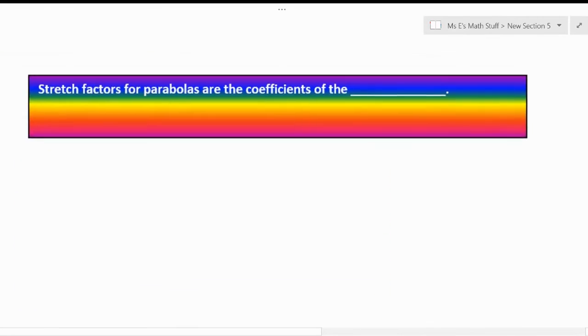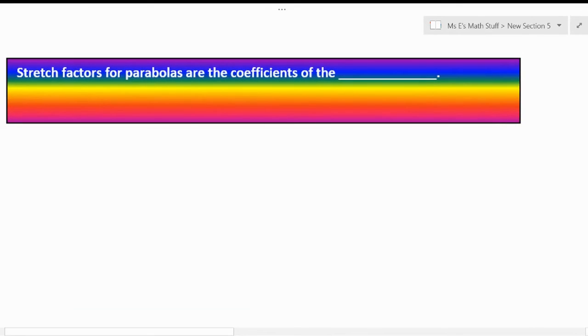Okay, now a big deal here is, before we go on to the next example, let's complete this. Stretch factors for parabolas should be coefficients of which term? So go ahead and fill in the blank and then check in with me in the next video.